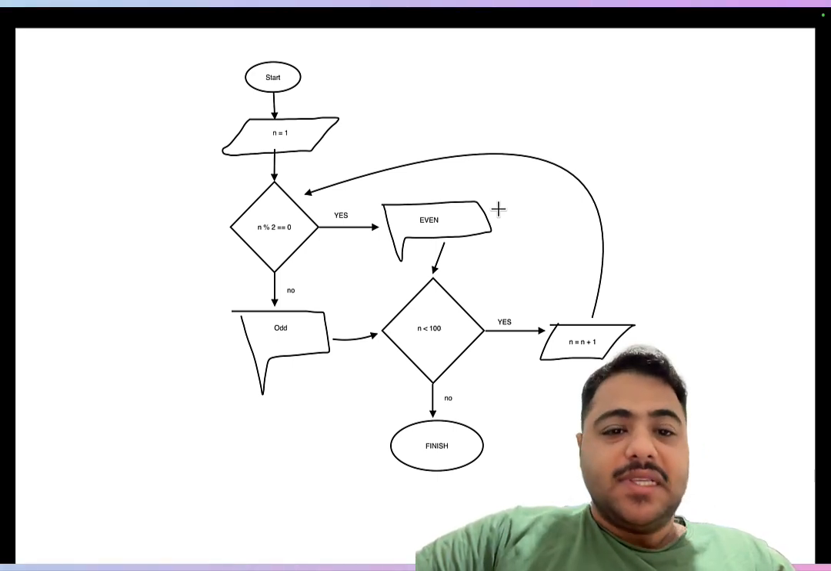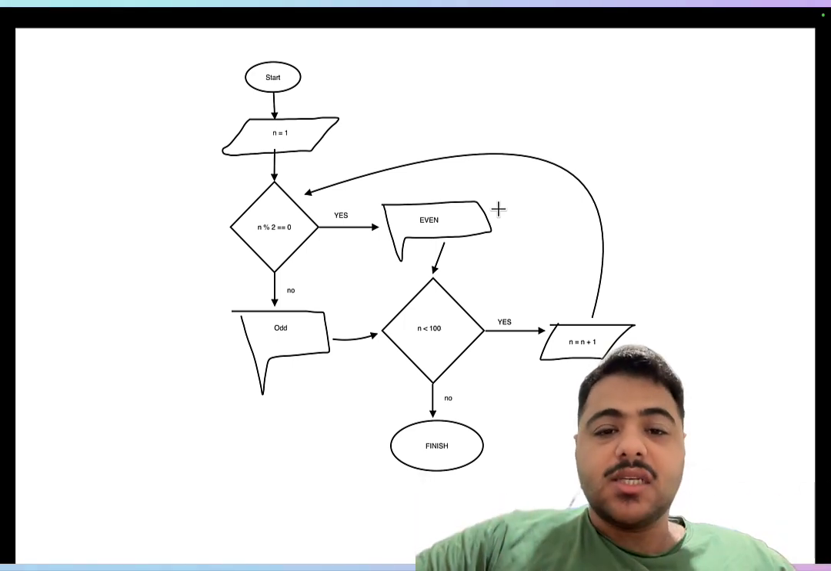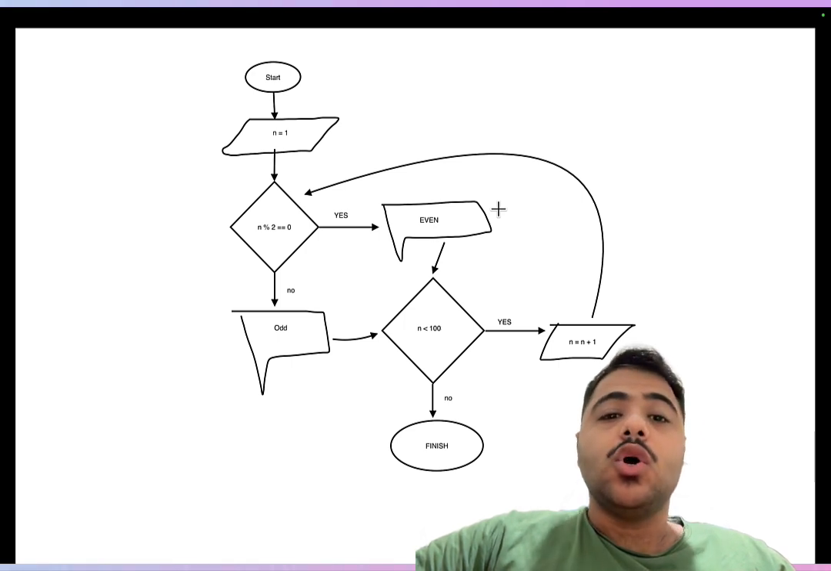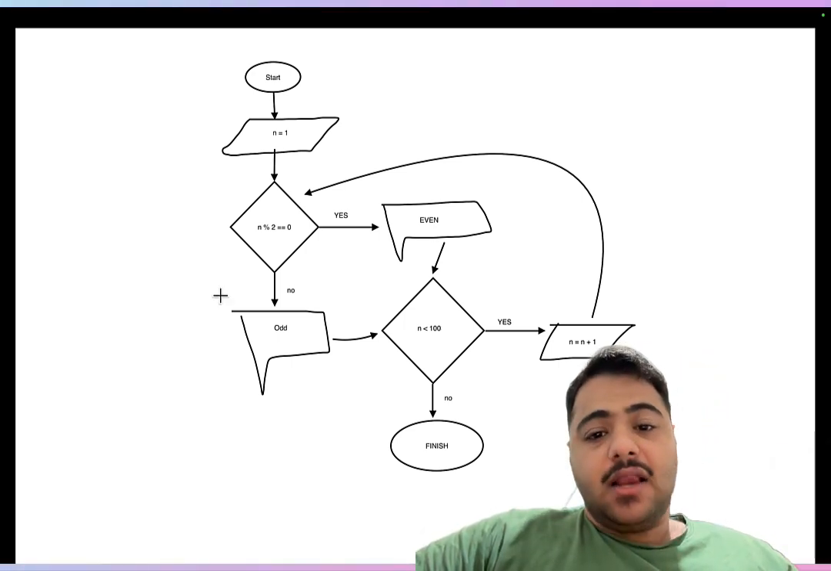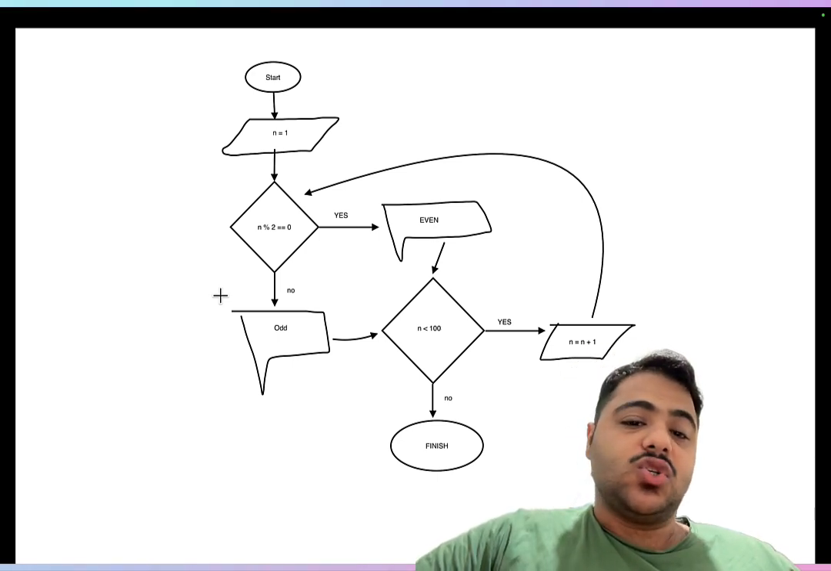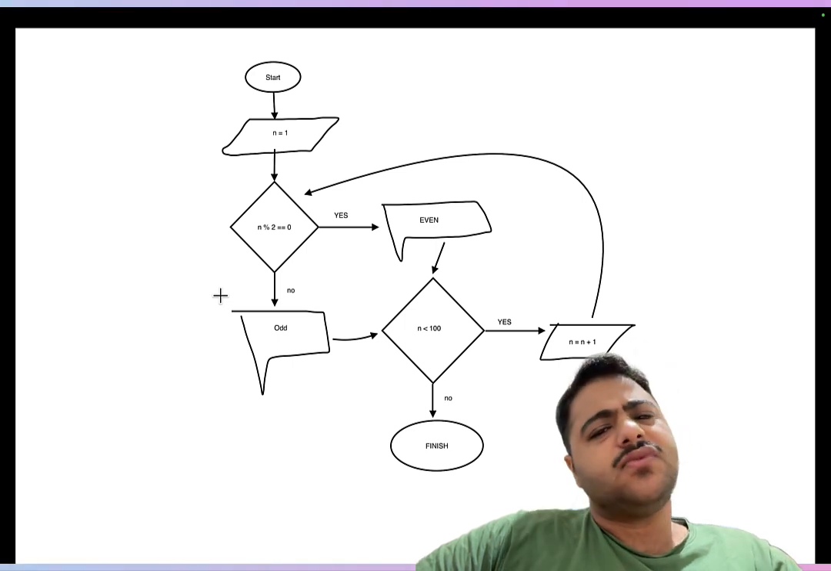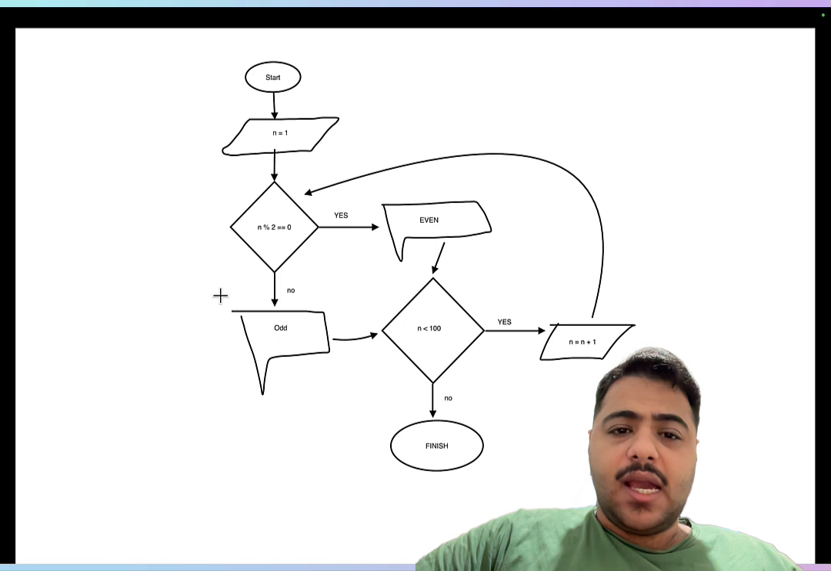In the latest video, we discussed what a loop is and what it does, but we want to be more specific in this episode about loops. This is our algorithm for the previous session, which showed the odd and even numbers from 1 up to 100, I believe.